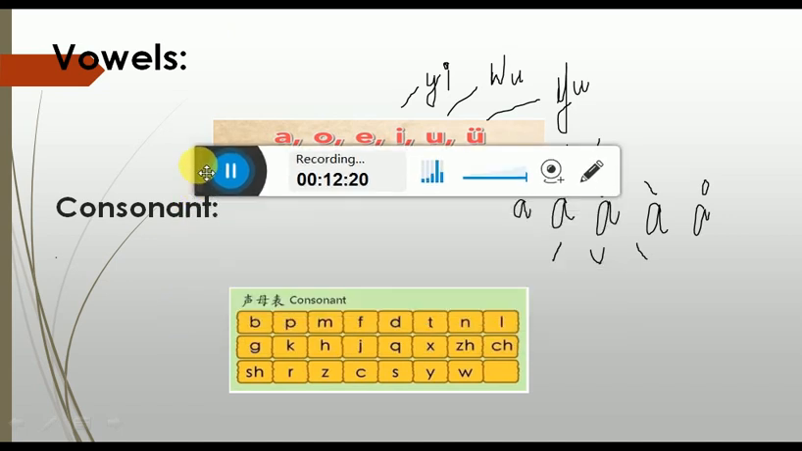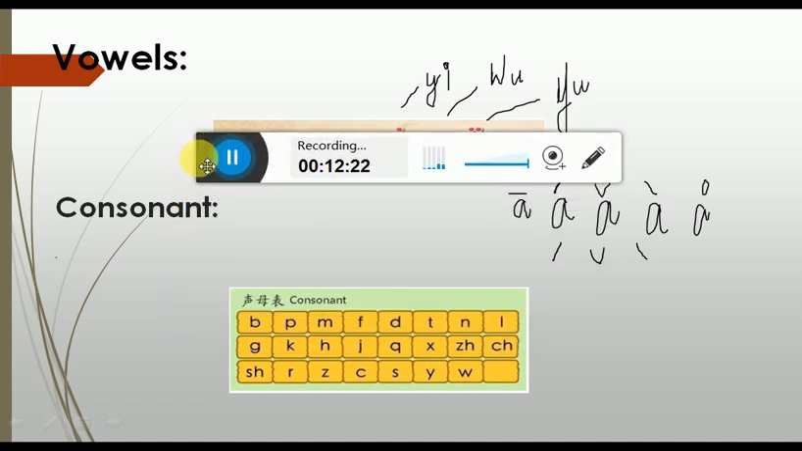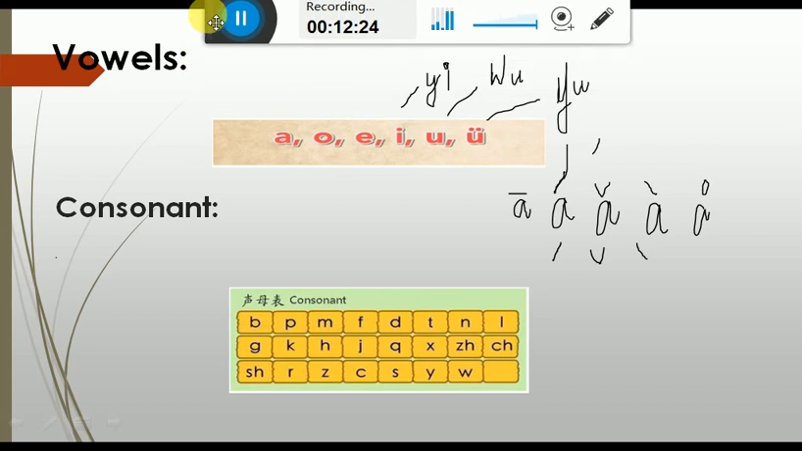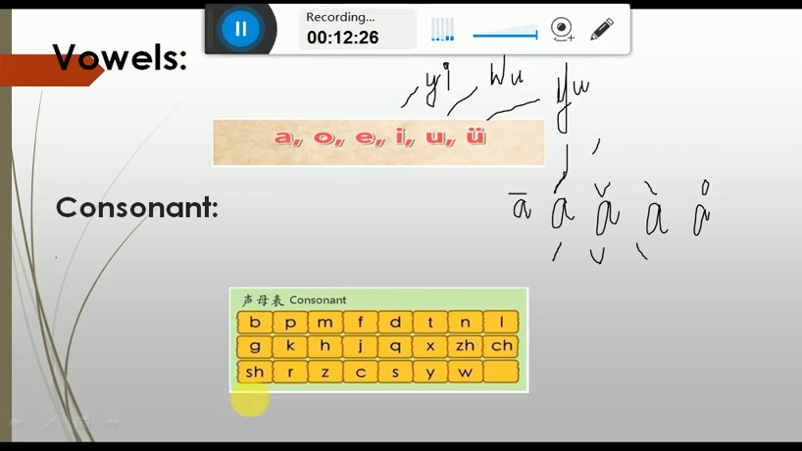Let's talk about initial consonants. The first one is po. It's like P in English. The next one is po. It's like PH in English.